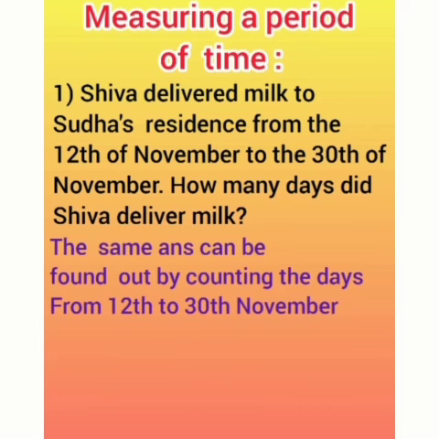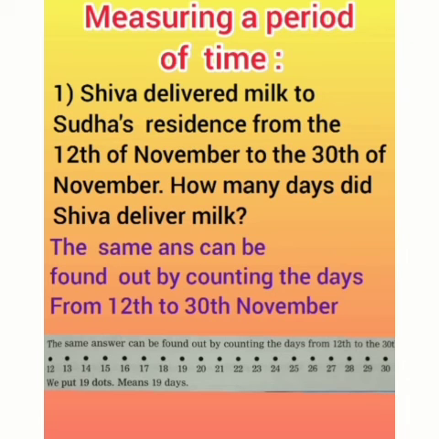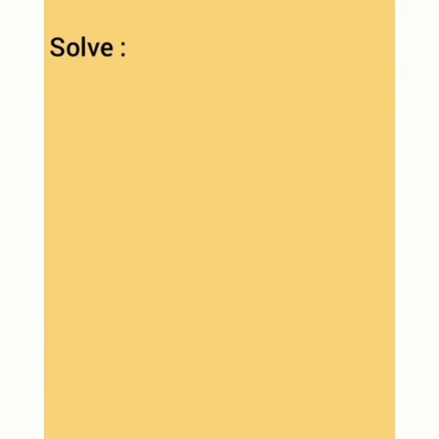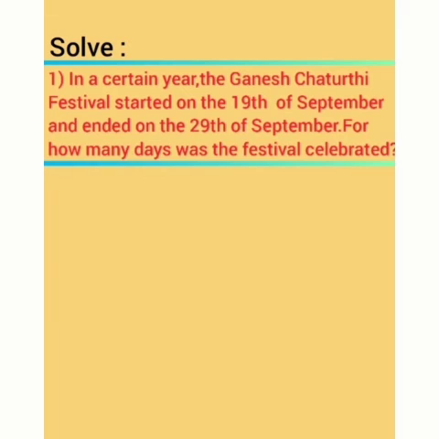You can get the answer by one more method that I will tell you: by counting days from 12th November to 30th November. Write the dates from 12th to 30th. If we start from 12, by putting one dot for each day, we will get total 19 dots, means 19 days.